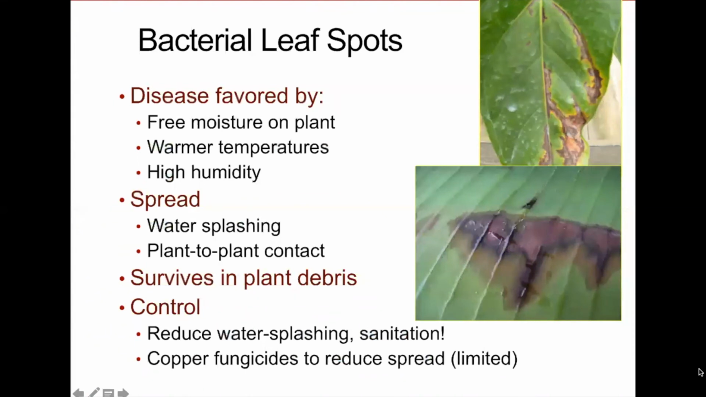But the disease is favored by moisture on the plant, so having the foliage be very wet at times. We can reduce that by making sure that the foliage is not continuously wet, that we bottom feed, and that we do the proper air circulation. Warmer temperatures and high humidity favor the disease, and it's spread through water splashing. With all bacterial diseases, it's spread by water splashing and plant-to-plant contact as well. So if we can reduce that water splashing, it's going to be very key.